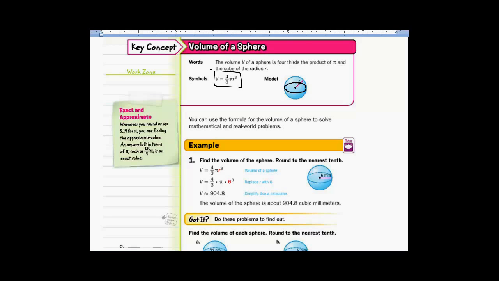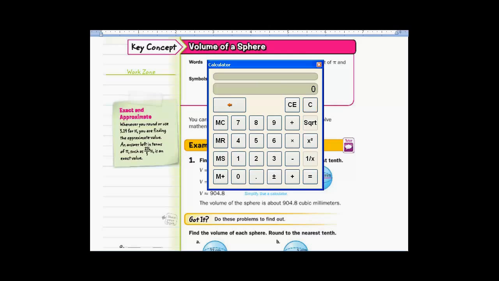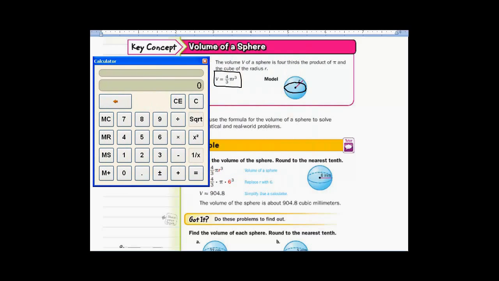So let's do it with example 1. Find the volume of the sphere, round to the nearest tenth. So I am going to take 4/3, 4 divided by 3 times 3.14 times, because I do not have an exponent button on my calculator that would do cubes, I'm just going to do times what? What's the radius? 6. So times 6 times 6 times 6. 904.32. They got 904.8 because they used the pi button.